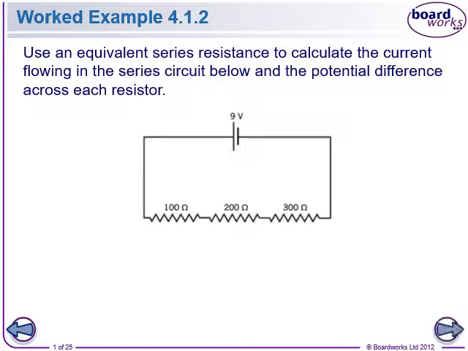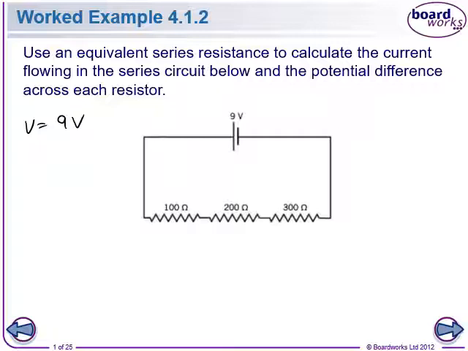Example here. Use an equivalent series resistance to calculate the current flowing in the series circuit below and the potential difference across each resistor. This is a really good question, and this is a really good idea of why we need equivalent resistance. The first step in a problem like this, we need to look at the whole circuit. The voltage in our whole circuit is 9 volts. That's what's coming through the battery. We know we're getting 9 volts out of this thing.